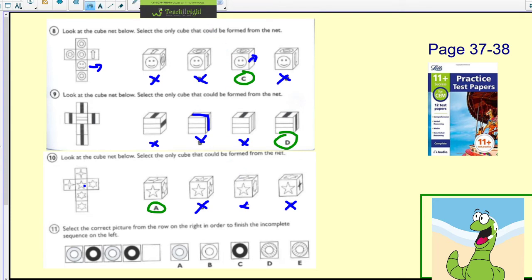Right, guys, now for number 11. The answer to number 11 is going to be A. And the reason why, it's just alternating between grey, black, grey, black, grey, black. So that was nice and easy.